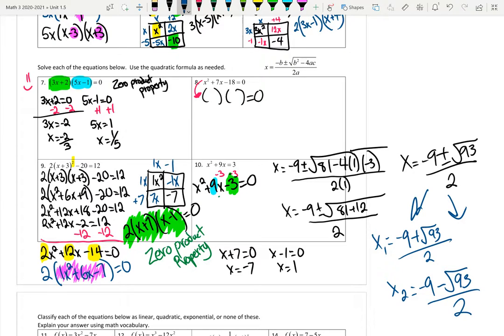The idea is that if you can't factor it, use the quadratic formula.